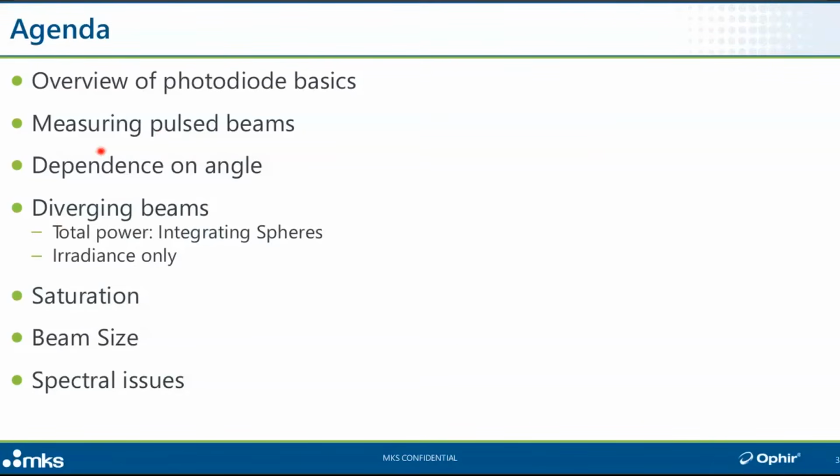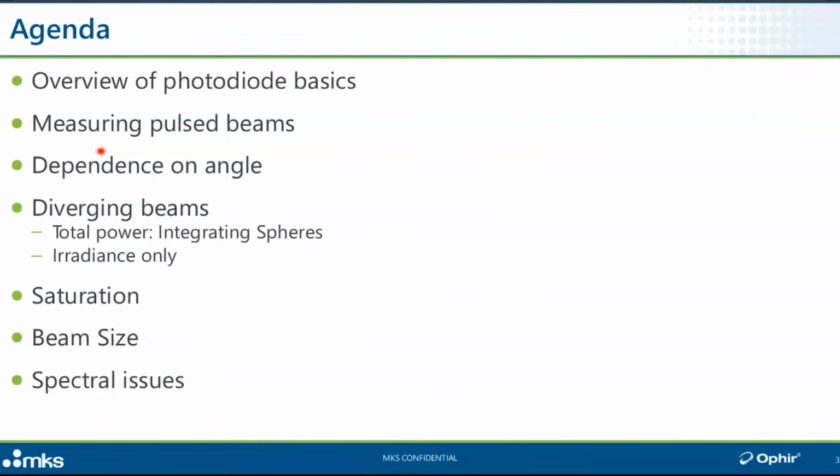So we're going to talk about measuring power, or what we call average power, as opposed to peak power or instantaneous power during a pulse. But I don't want to get ahead of myself. We're going to look at that because that's an important one. So first, we're going to talk about some of the issues and concerns involved in measuring the power of pulsed beams, and solutions that deal with those. We're going to talk about angle dependence of photodiode-based sensors. And related to that, we're going to talk about measuring power in applications involving widely diverging beams.